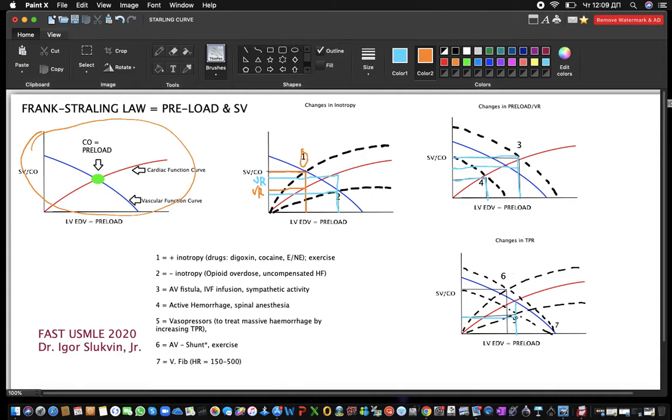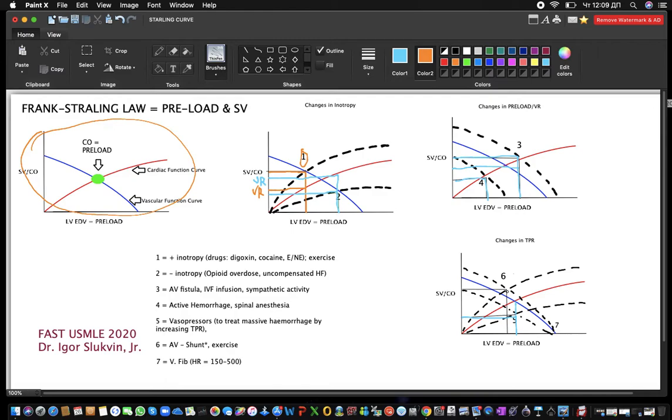The only way they'd ask you about point 5 is if they say a patient with massive hemorrhage receives a vasopressor, where would you expect the Frank-Starling curve to shift? You'd expect it to shift to the right because you're giving them a drug that's going to increase their inotropy. Sorry, I said chronotropy before. It's going to increase their inotropy to be able to pump more end diastolic blood out.